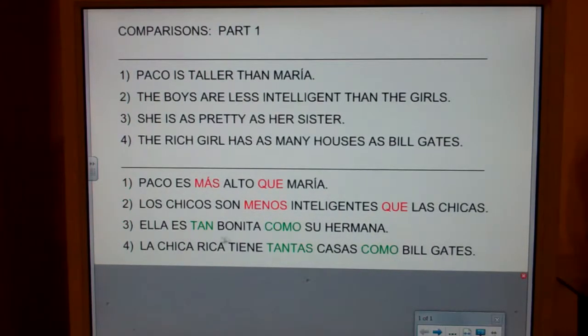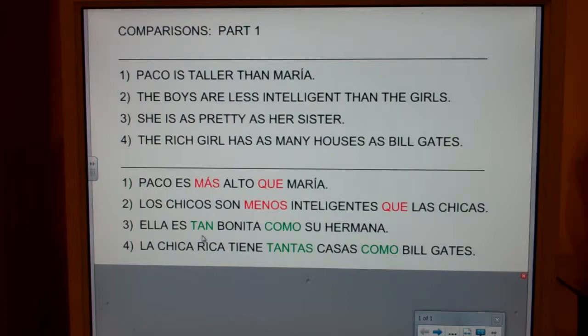She is as pretty as her sister. How are we going to remember that bonito or bonita is pretty? Well, everybody say bonnet. Bonnet. Visualize a little girl with a really pretty bonnet. Say, wow, that girl has a pretty bonnet. Bonito is pretty. Pretty is bonito. And since it's referring to a girl, it turns into bonita.